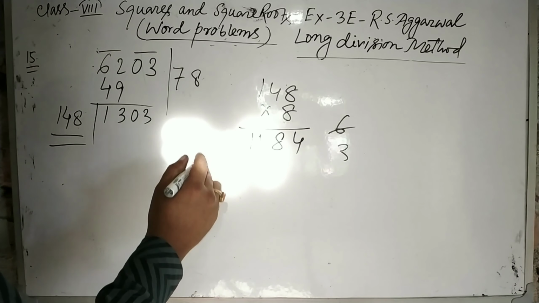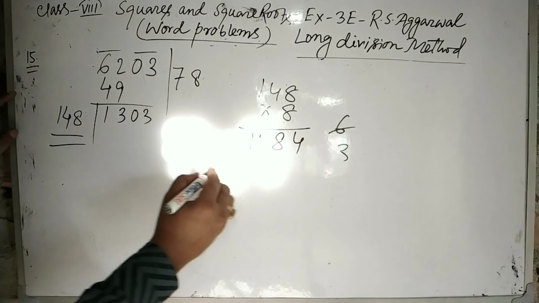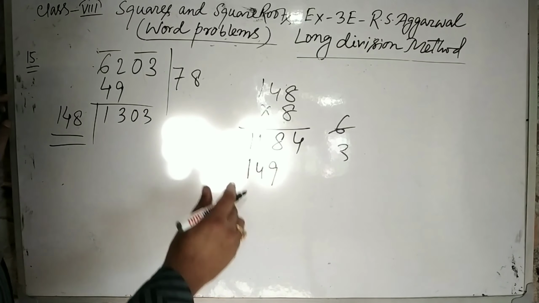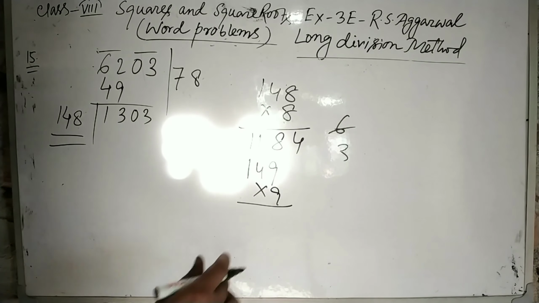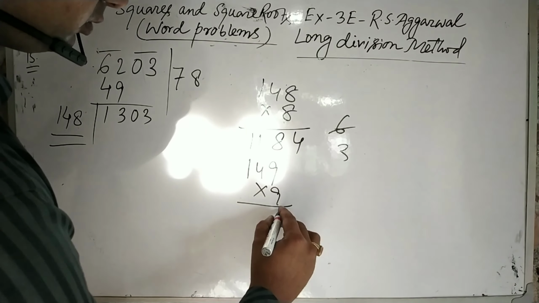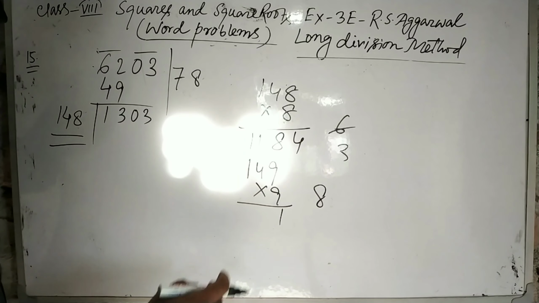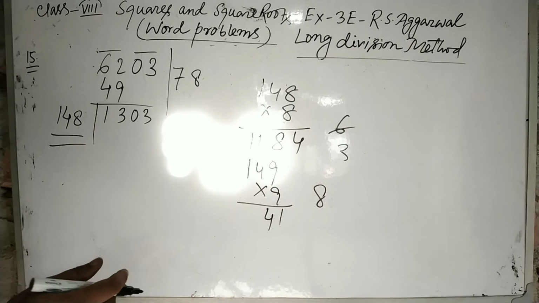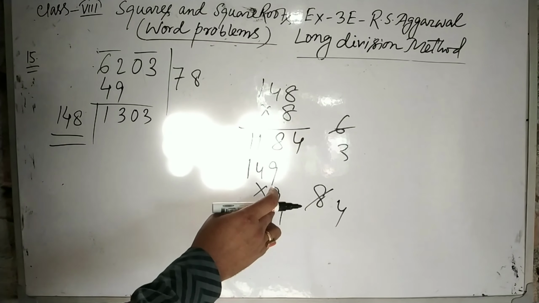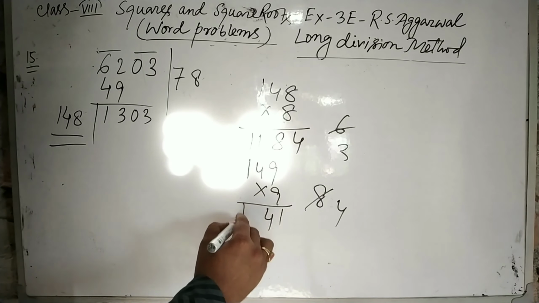So let us check with 9. Now look, when we write 9 over here, it will become 149. Then multiply with 9. Let us see what happens. 9 9, 81, 1, 8 in hand, 4 9, 36, 36 plus 8, 44, 4 in hand, 9 1, and 9, 9 plus 4, 13.